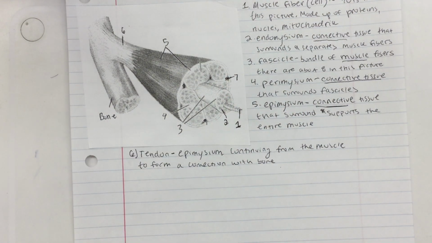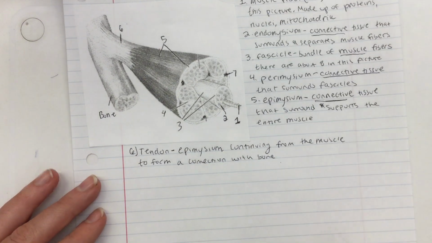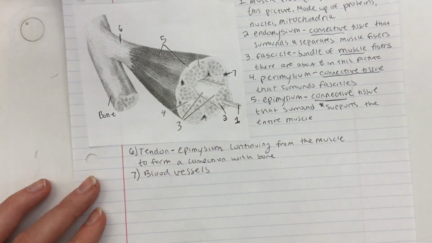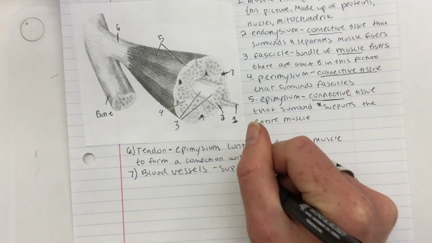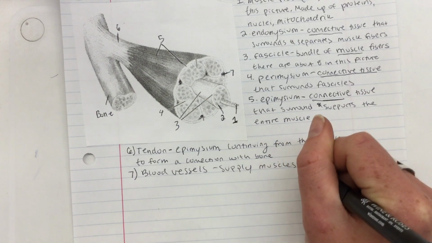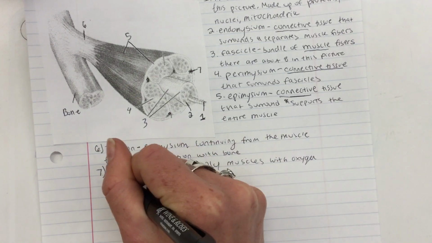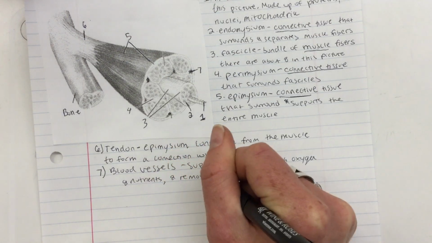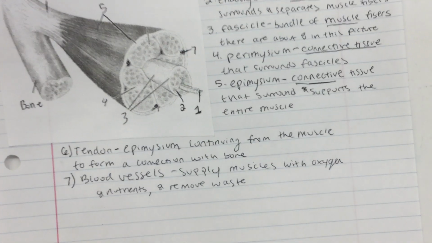But again, every living cell in our body needs oxygen, needs nutrients to stay alive. And then it's also going to need to get rid of waste. And so these blood vessels help with that. So those are our blood vessels peeking through. And I'll label that number 7, blood vessels. And maybe we'll just write supplies muscles with oxygen and nutrients, and removes waste. If you already know that about blood vessels, you don't have to write it down, but if that's something you think you might forget, always good to write.